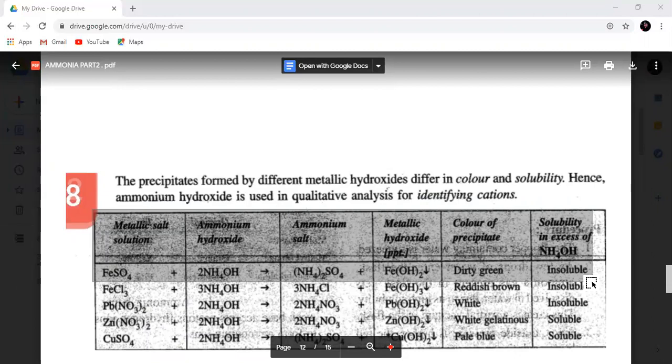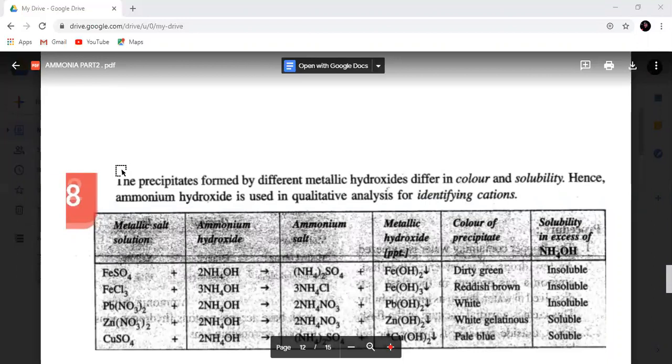After the treatment, there will be a formation of the dirty green precipitate of the metallic hydroxide, or ferrous hydroxide. This is its specific observation. And when it is taken in excess, it is insoluble in nature. Students, these 2 points are very, very important from the point of view of observation. Learn it thoroughly and learn it by writing with your chemical equations.